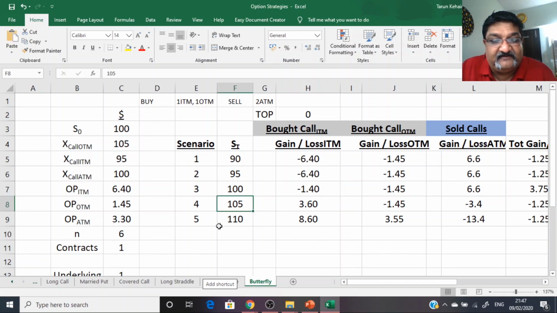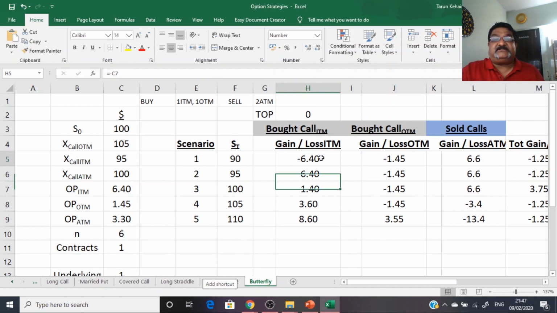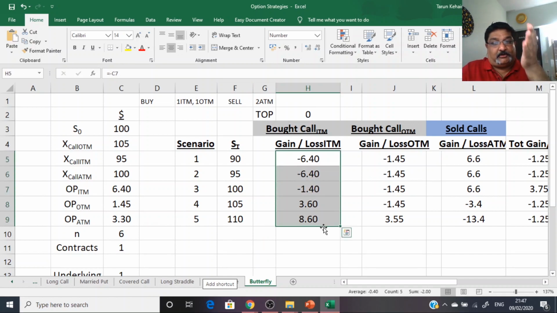What happens when it is 105? Now you start making profits. At 105, you exercise the option. The difference is 10. 10 minus 6.4, you make a profit of 3.6. What happens at 110? The difference is 15. 15 minus 6.4, you make a profit of 8.6. So this is how the in the money call options work.